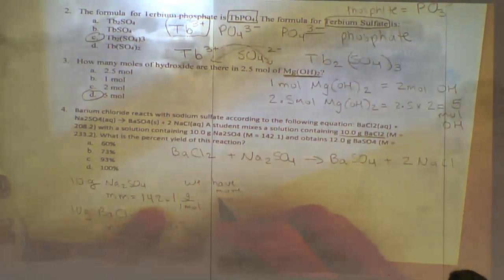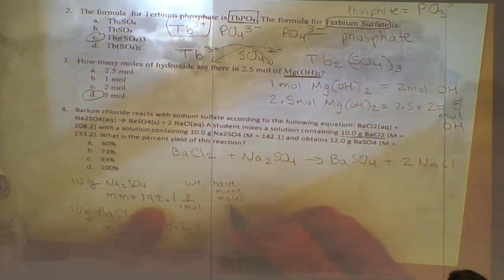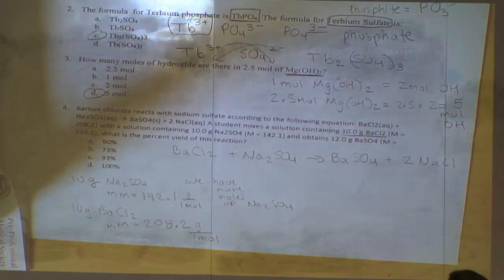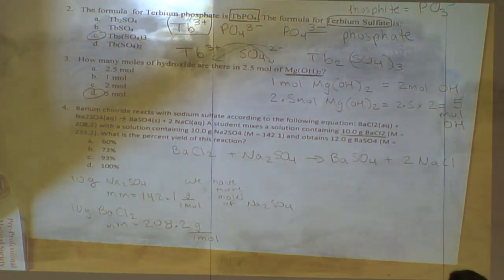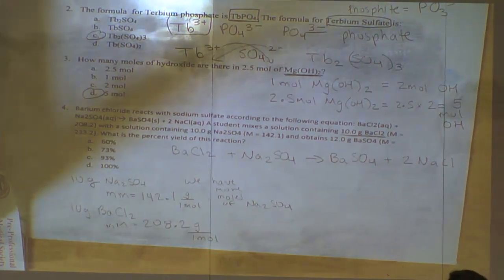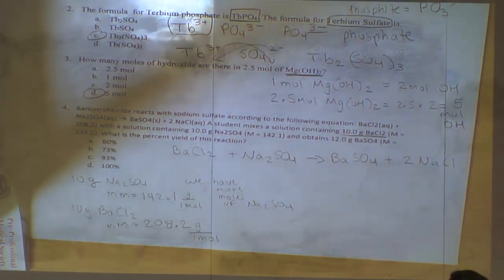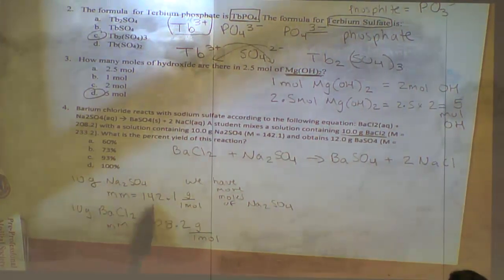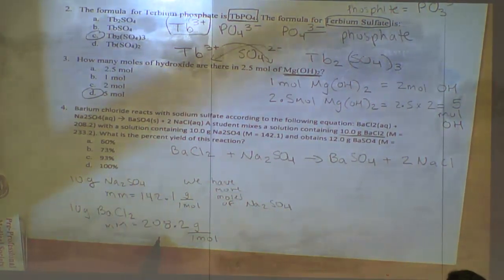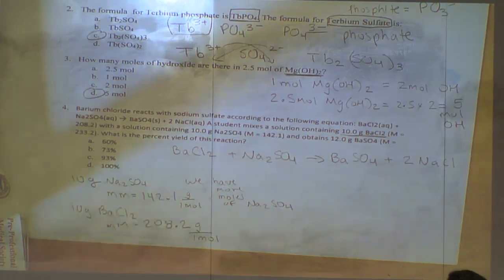That means that we have more moles of Na2SO4. Why? Because 10 grams is closer to 1 mole of it. Think of it like hydrogen. What's the molar mass of hydrogen? Who remembers? 1. So if we have 10 grams of hydrogen, how many moles do we have of it? 10, right? So we would have 10 moles of hydrogen. In this case, we have 10 grams of both of them, but 10 grams is more compared to 142 than 208. So we have more moles of Na2SO4.